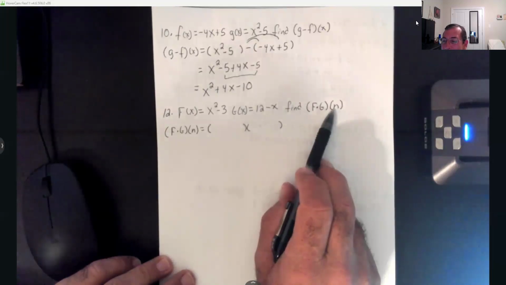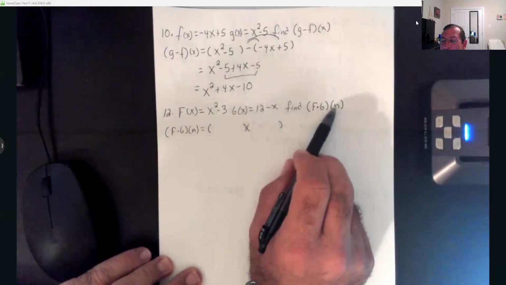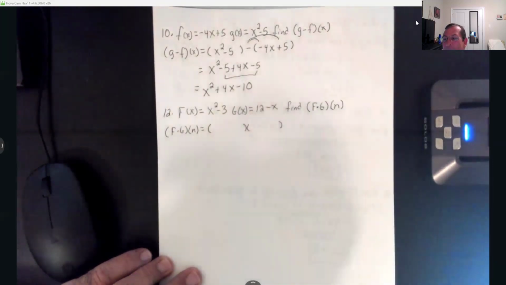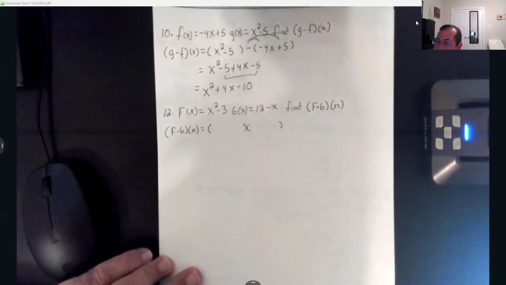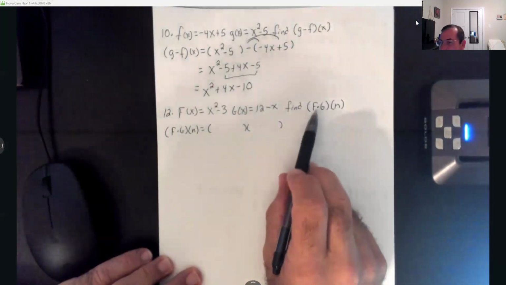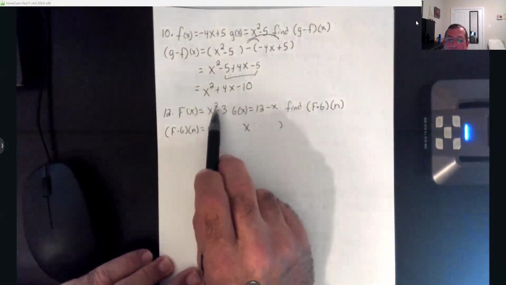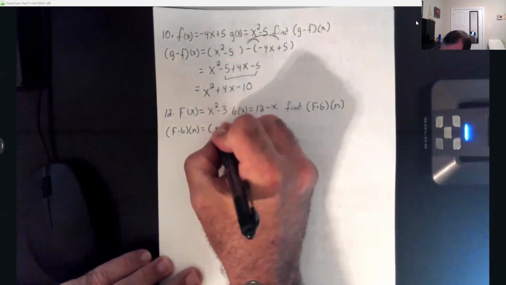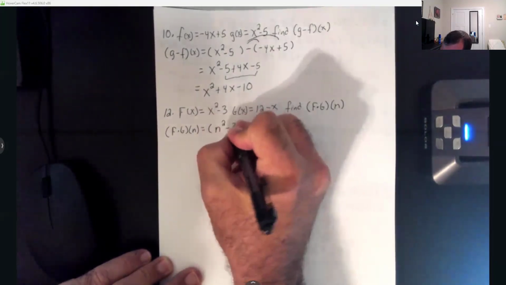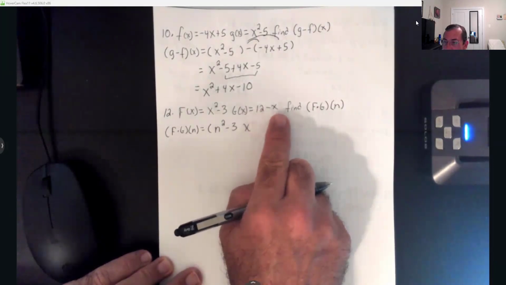They're putting it in here, right? So where you have an x, you now have to put an n. You've got to plug in letters just like you would numbers on this, okay? So if they want to know what f times g of n is, then this f now becomes n squared minus 3. And guess what? This now becomes 12 minus n.